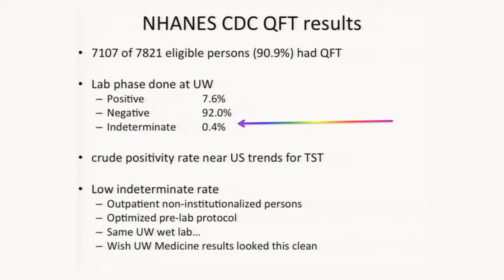So these are the 7,100 tests that we did for the CDC. These were mostly healthier outpatients. They were people who were well enough to walk into a trailer and undergo these epidemiologic tests. And our indeterminate rate, we did those here, same lab, same tech, same machine. Our indeterminate rate was 0.4%.